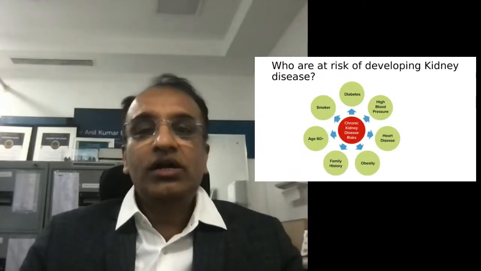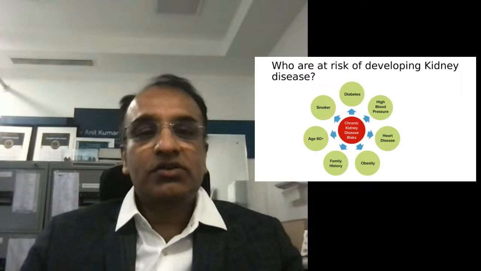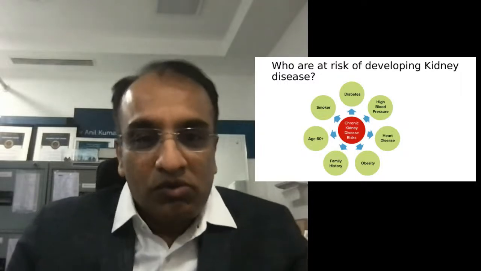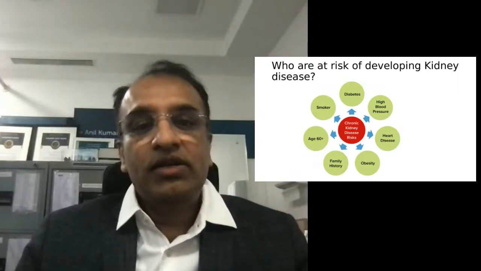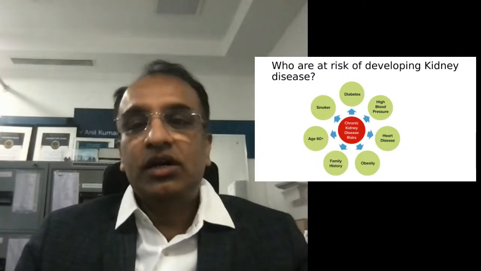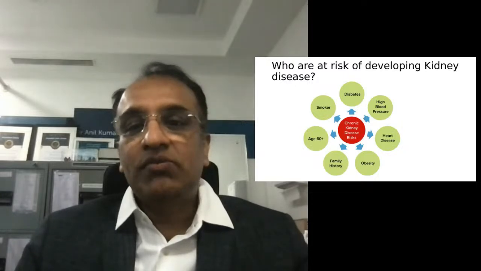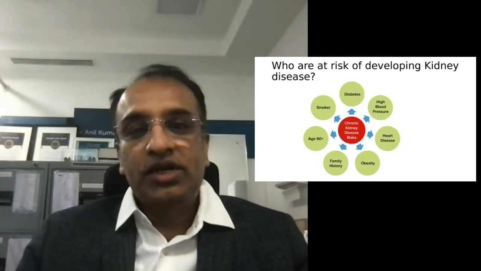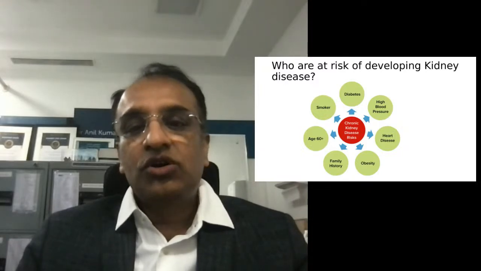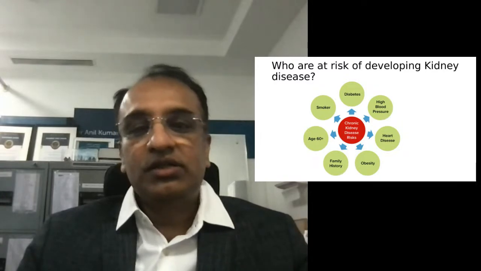And who is at risk? Are all patients at risk of developing CKD? Which patients should we concentrate on more? Whom do we tell that you should be careful and screen yourself to know whether you have chronic kidney disease? They are patients with diabetes, with high blood pressure, those who have heart disease, those who are obese, meaning a body mass index of more than 28 or so, and those who have a family history of chronic kidney disease.